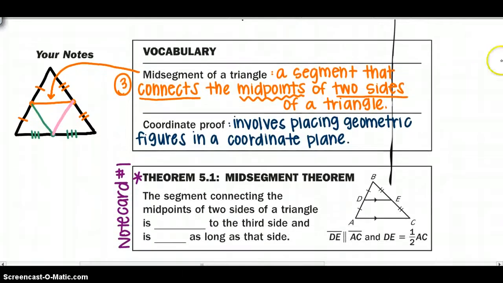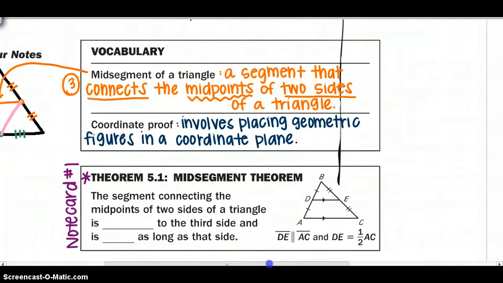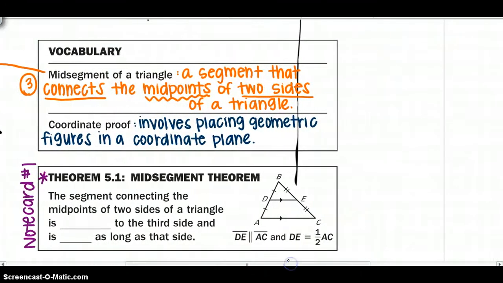So getting into the theorems of this section, our first one is the Mid-Segment Theorem. The Mid-Segment Theorem says the segment connecting the midpoints, knowing that D and E are the midpoints, of two sides of the triangle is parallel to the third side and is half as long as that side. So we know now that DE is our mid-segment.